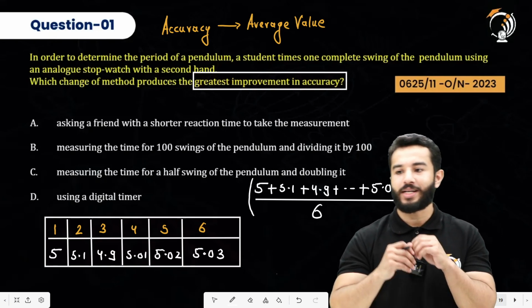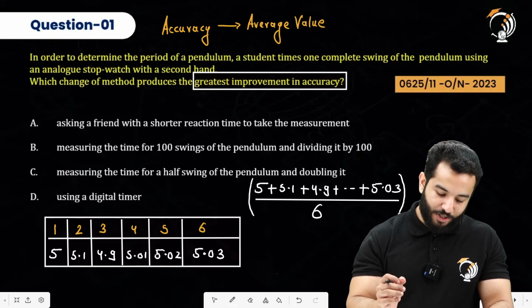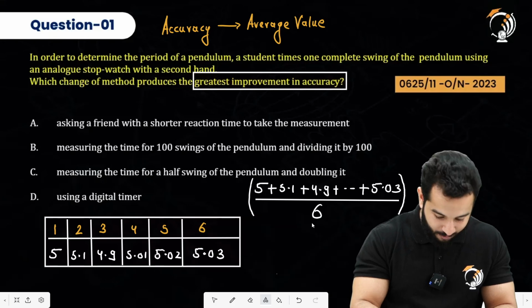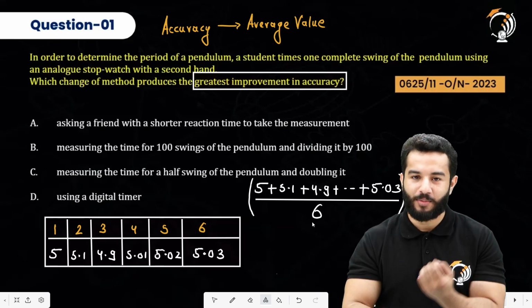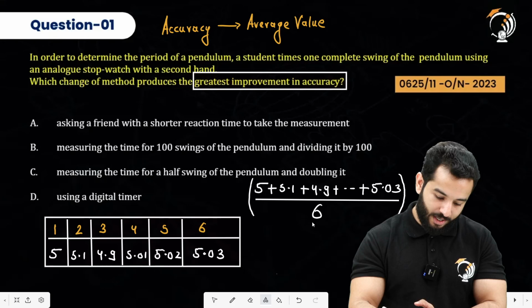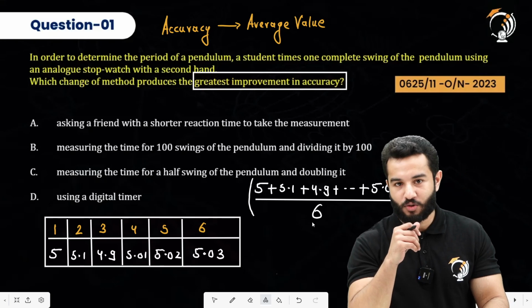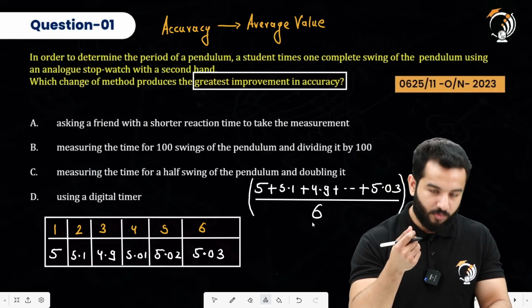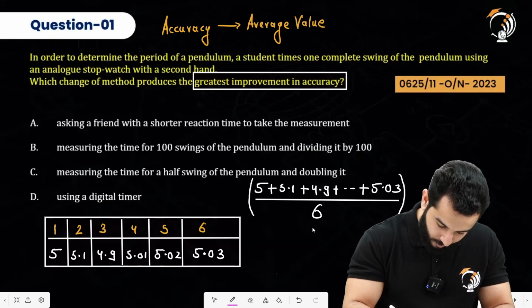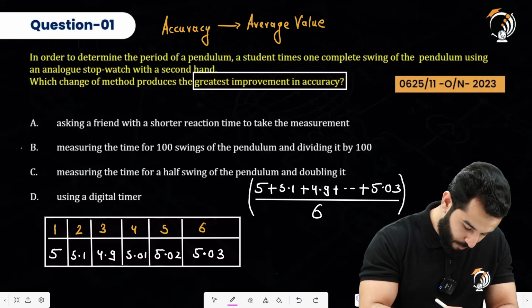Now this is how you're going to increase the accuracy, right? So asking a friend with a shorter reaction time to take the measurement won't help, because if you ask a friend, human error can come into account, right? Measuring the time for 100 swings of the pendulum and dividing it by 100, this is absolutely correct. The more measurements you take, the more accurate the answer will become, right? So the correct answer is going to be option B.